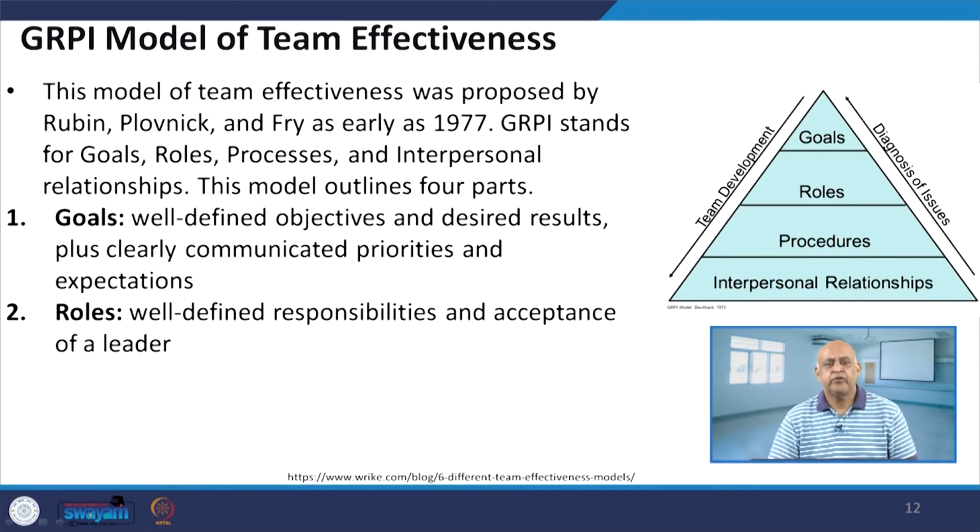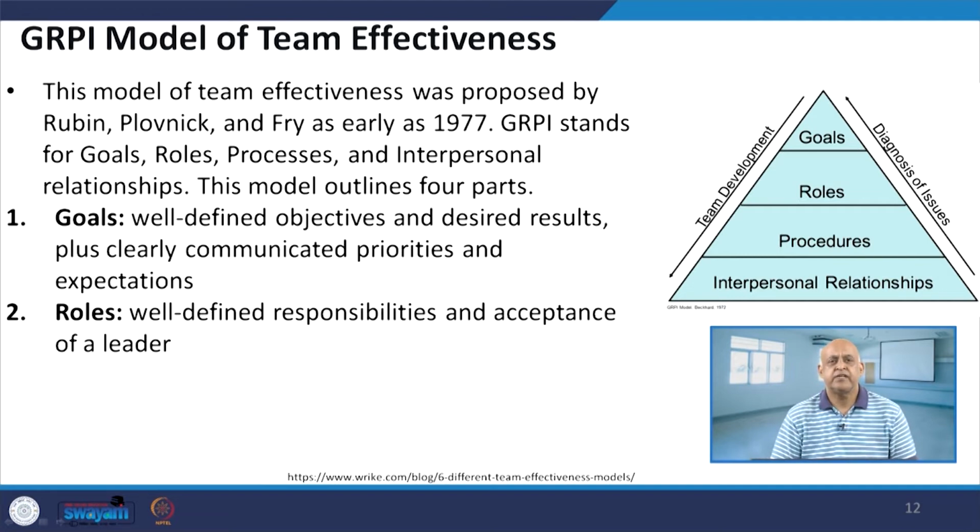Now, we will talk about the GRPI model of effectiveness, proposed by Rubin, Plovnick and Fry as early as 1977. GRPI stands for goals, roles, processes and interpersonal relationships, and this model outlines four parts. So, one by one we will take these parts. Therefore, first it is the goals. Well-defined objectives and desired results, plus clearly communicated priorities and expectations.